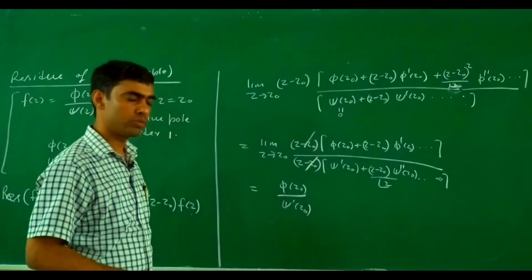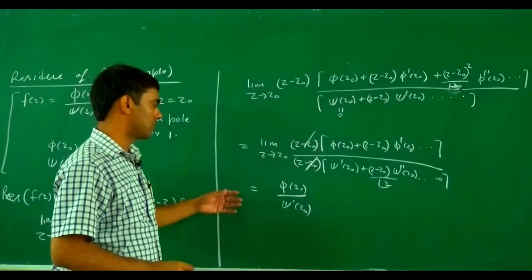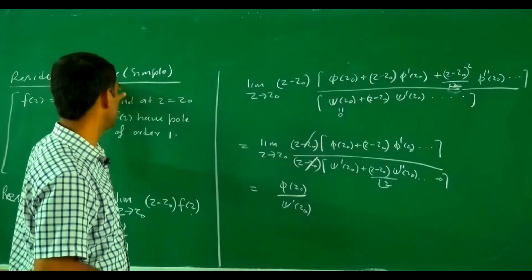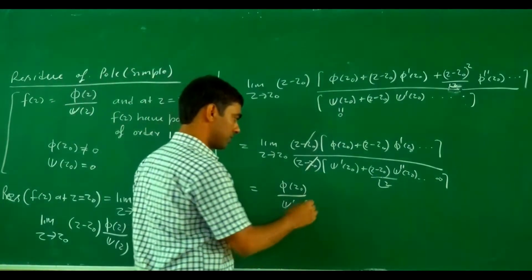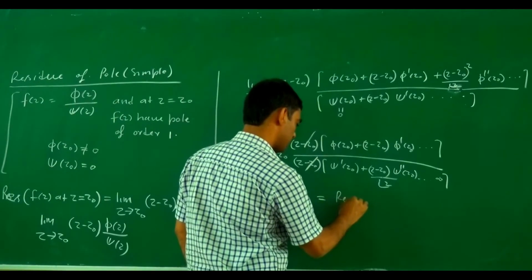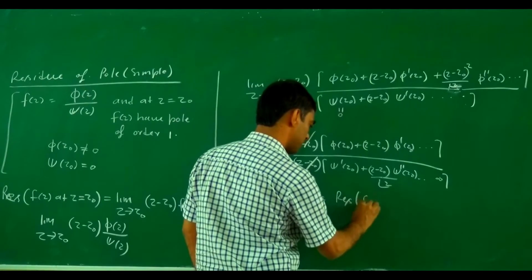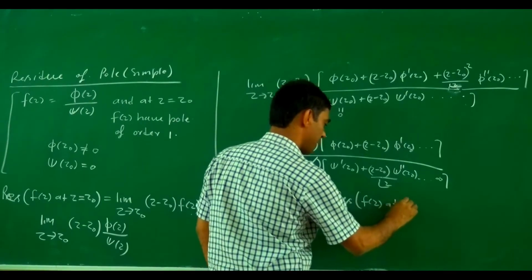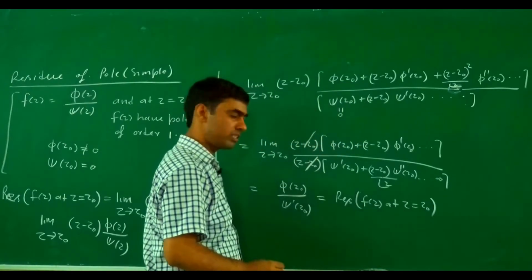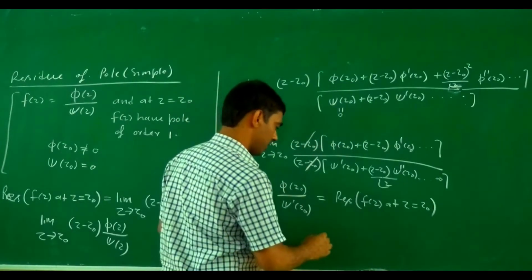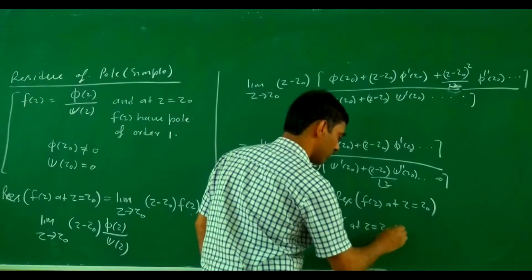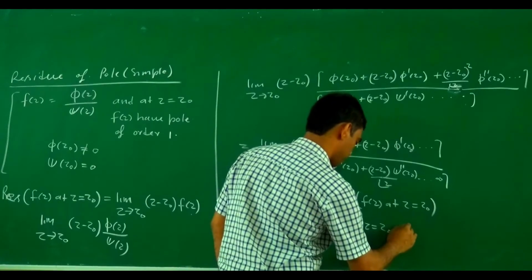This is another formula to find the residue of f(z) at z equals z0 when there is a simple pole at z equals z0.